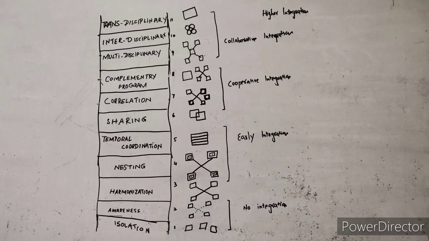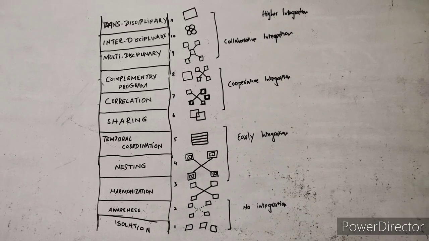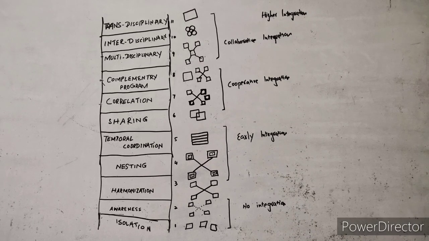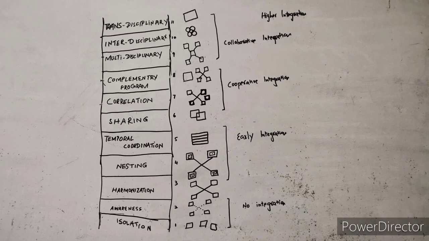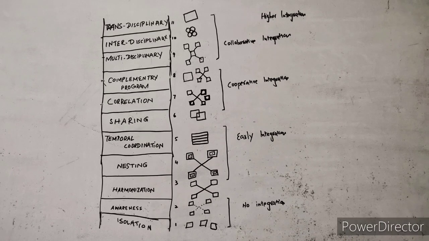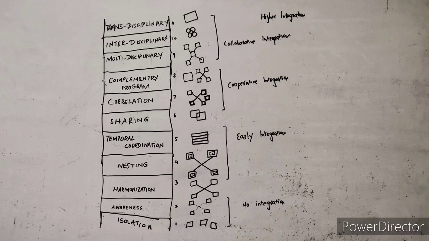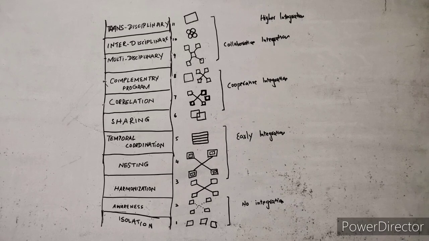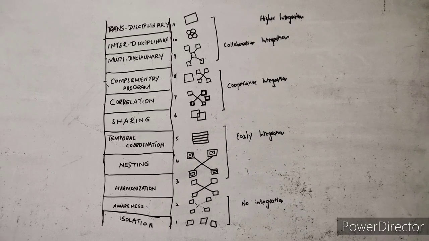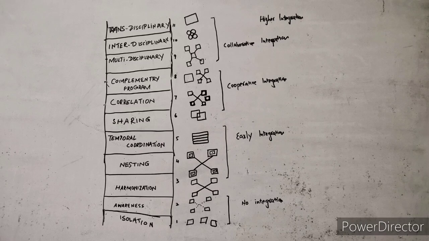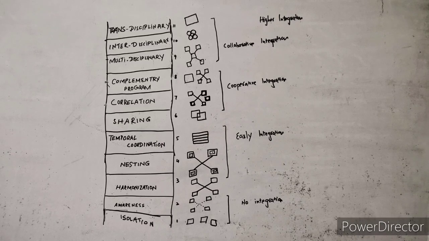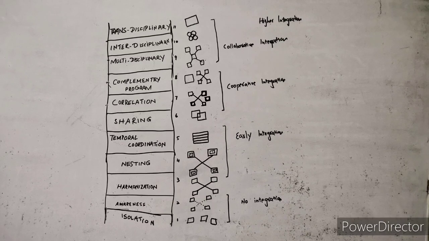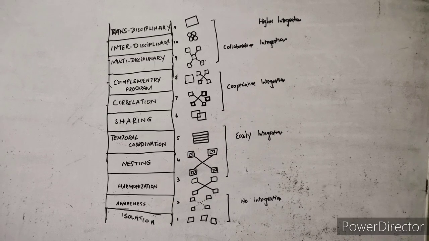So at the end, if we summarize the integration ladder, the first two steps, isolation and awareness, have no integration. Then the next three steps, harmonization, nesting and temporal coordination, have early integration. Then the next three steps, sharing, correlation and complementary programs, have cooperative integration. And then the last three, multidisciplinary, interdisciplinary and transdisciplinary approaches, have collaborative and higher integration.